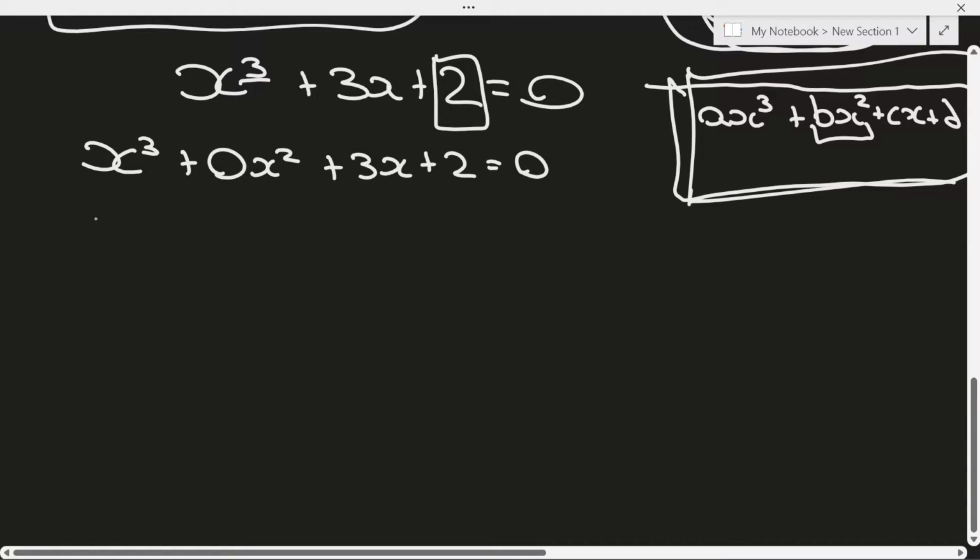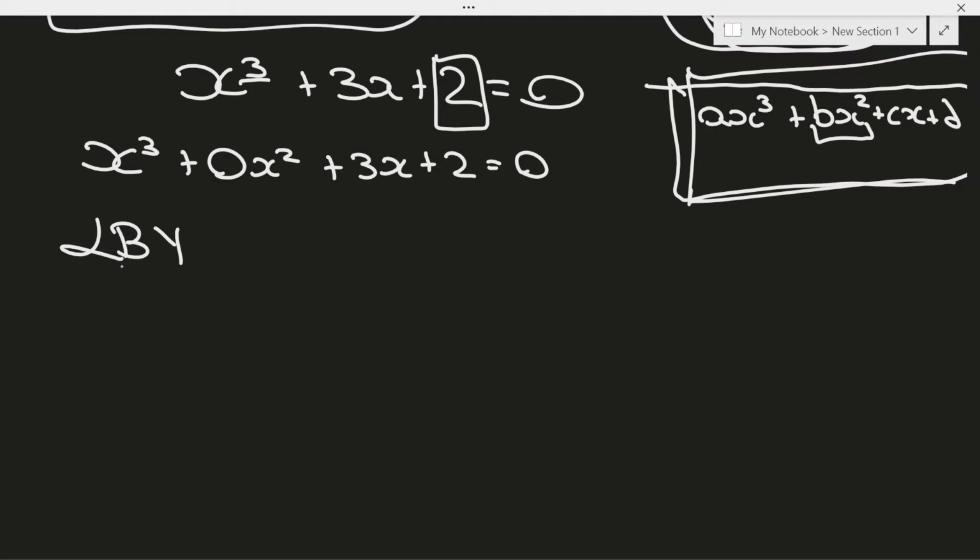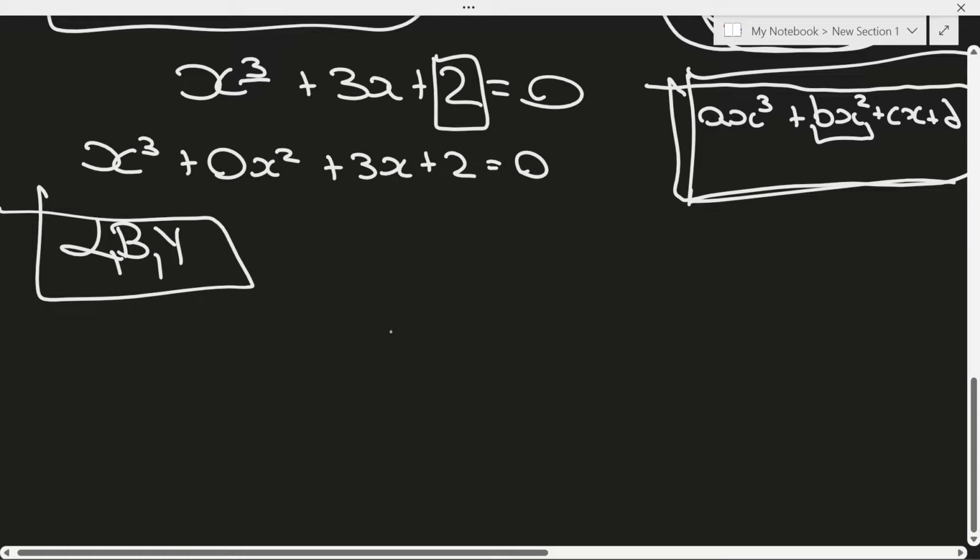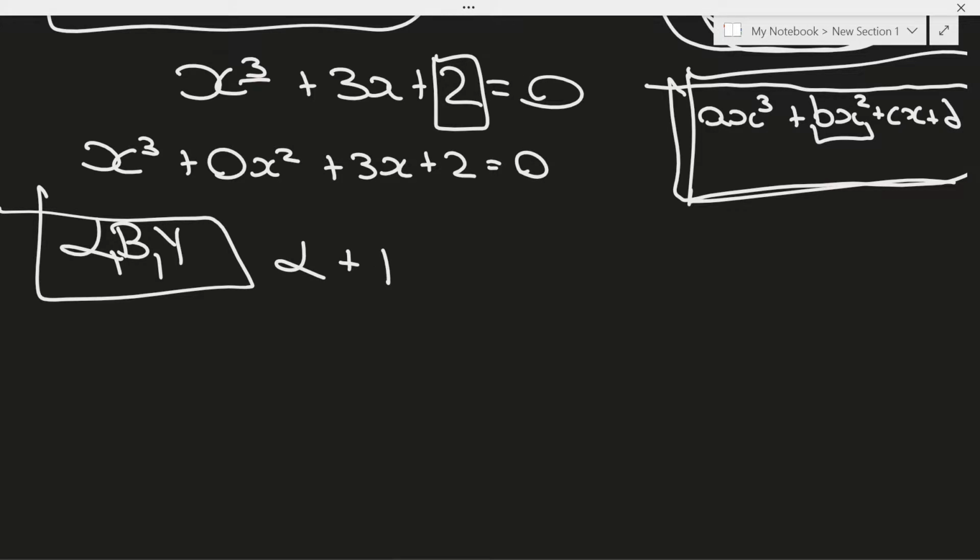So first of all, we want to find the sum of the roots of this equation. So let's say the roots of this are alpha, beta, gamma, right? If we want to find the sum of the roots, that means we want to find alpha plus beta plus gamma. And that's equal to which formula above? The sum of the roots formula is equal to minus b over a.